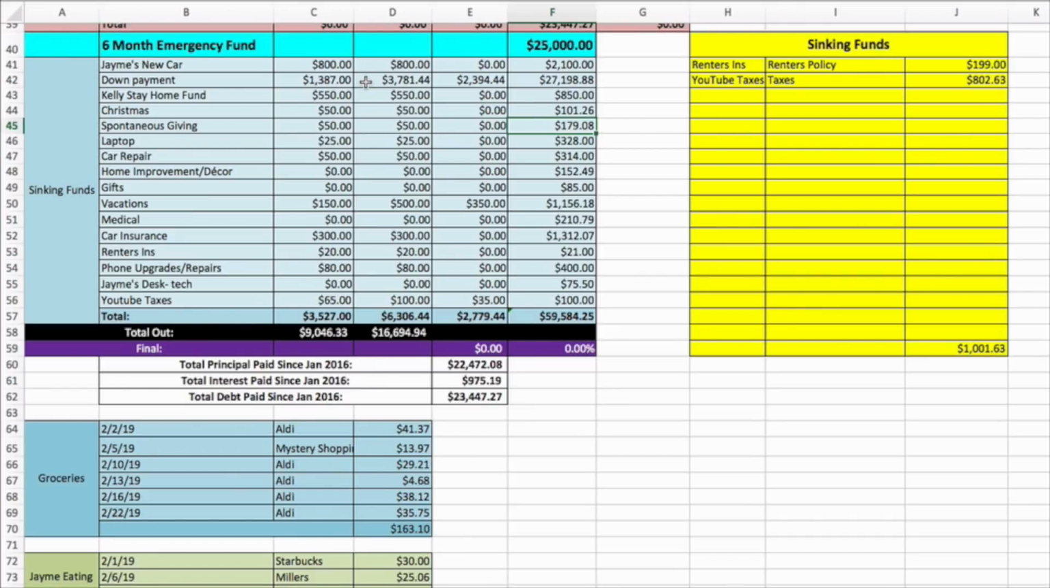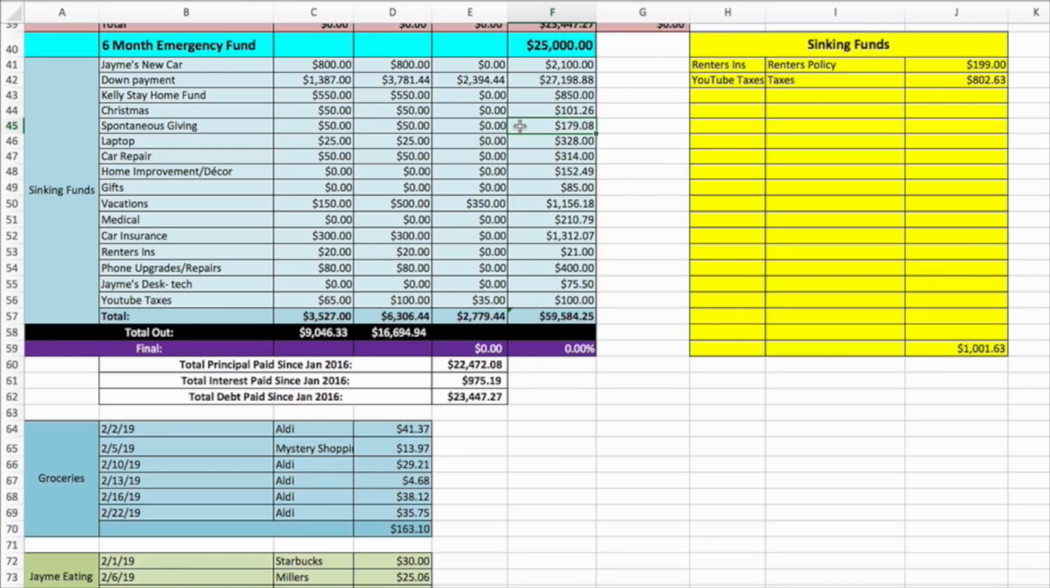Down payment fund, we added $3,781.44 for a total of $27,198.88. Our goal is to add $45,000 to this fund this year. Kelly Stay at Home Fund, we added $550 for a total of $850. Christmas, added $50 for a total of $101.26.